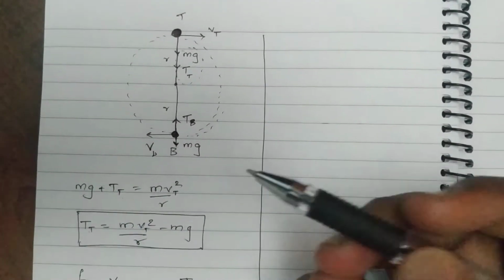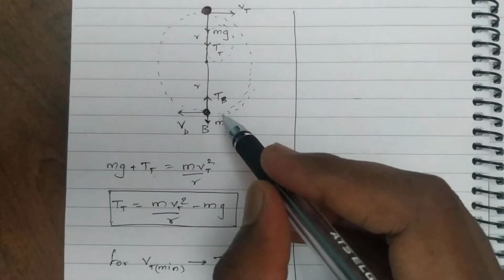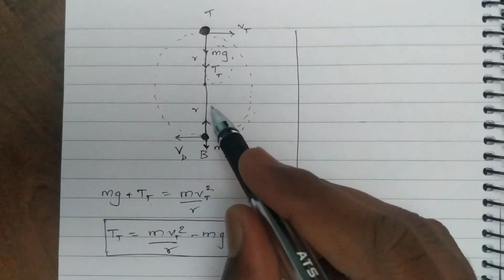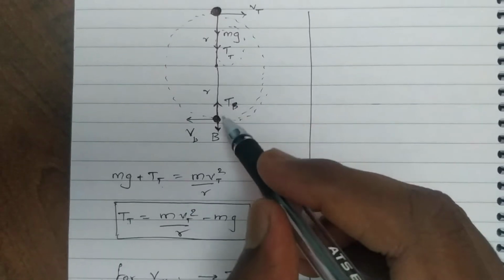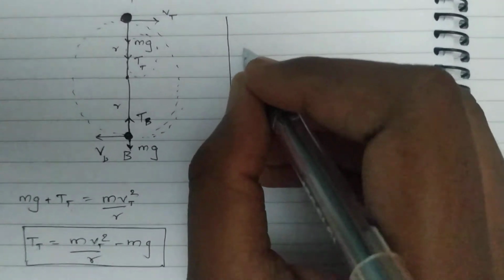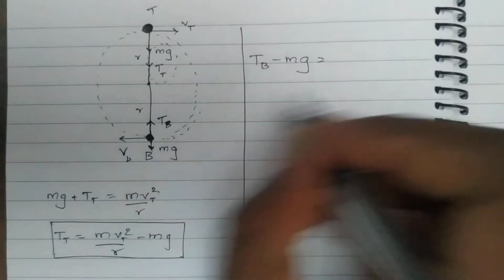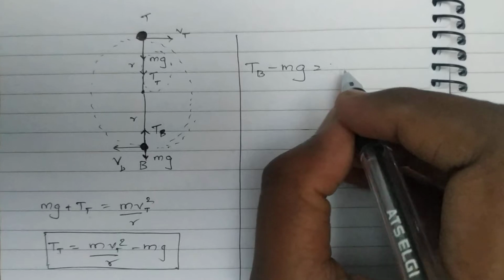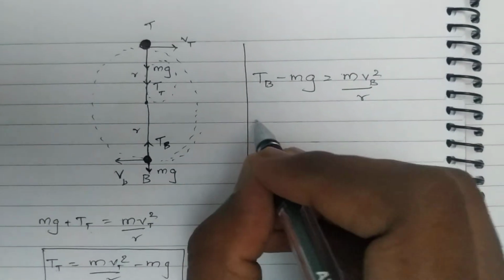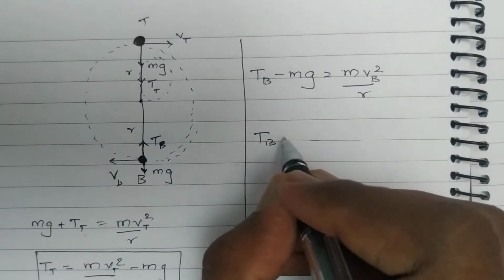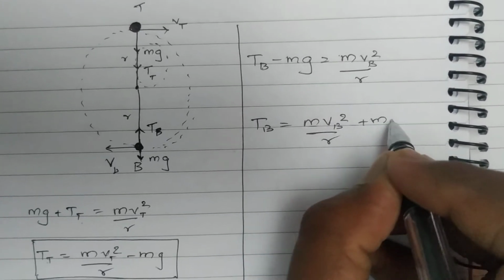So considering this case, again you have to consider the same imagination in order to find tension's expression. Any force along the radius towards the center is termed as centripetal force. Here I can say tension is along the radius towards the center, whereas mg is away from the center, due to which TB minus mg, since they are opposite in direction, will behave as centripetal force. That means they can be equated to mvb square upon r. That means tension's expression can be written as TB is equal to mvb square upon r plus mg.